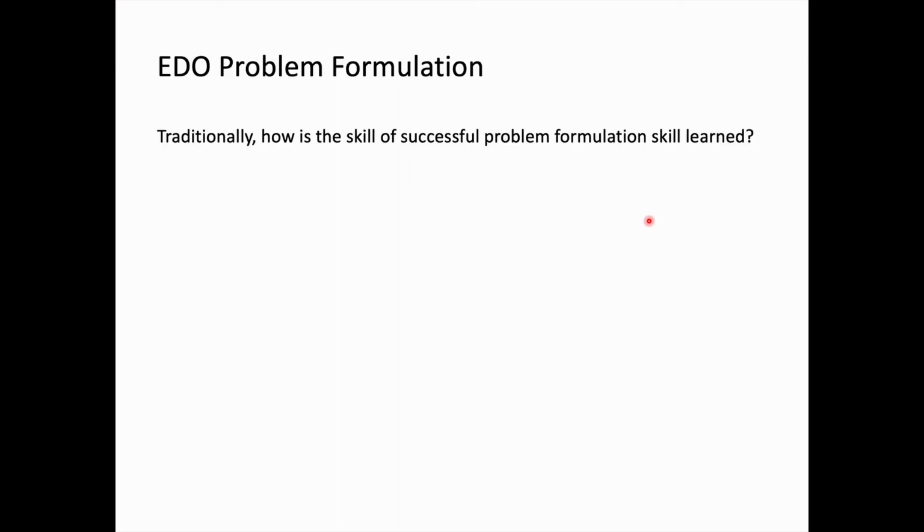Let's start off talking about the engineering design optimization problem formulation decision space. Let's think first about how the skill of problem formulation for engineering design optimization problems is traditionally acquired. Really, it's through experience and trial and error. At least this is my experience.